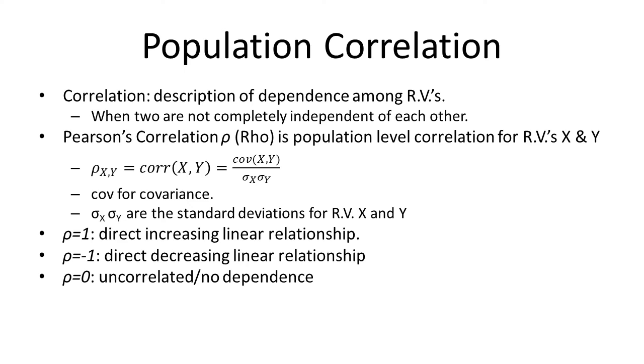So there's a value for this called Pearson's correlation, rho. And this is the population level correlation for two random variables x and y. It's actually pretty simple. You just take the covariance of x and y and divide it by the multiplication of the standard deviations for x and y. If you get a rho of 1, then you have a direct increasing linear relationship between the two. -1 is a direct decreasing linear relationship, and as said before, 0 basically means it's uncorrelated. There's no dependence. They are independent from each other.